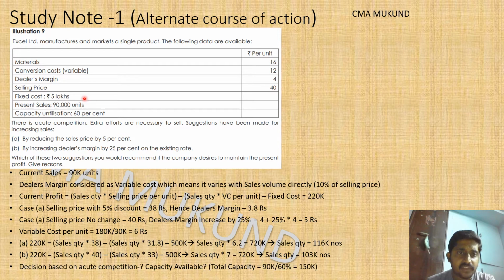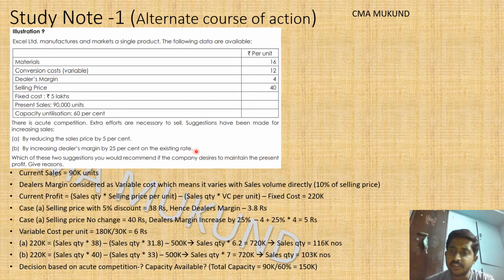Fixed cost is 5 lakhs, present sales is 90,000 units, capacity utilization is 60 percent. There is acute competition. Extra efforts are necessary to sell. Suggestions have been made for increasing the sales. By reducing the sales price by 5%, you can increase the sales. The second option is by increasing the dealer's margin by 25% on the existing rate.